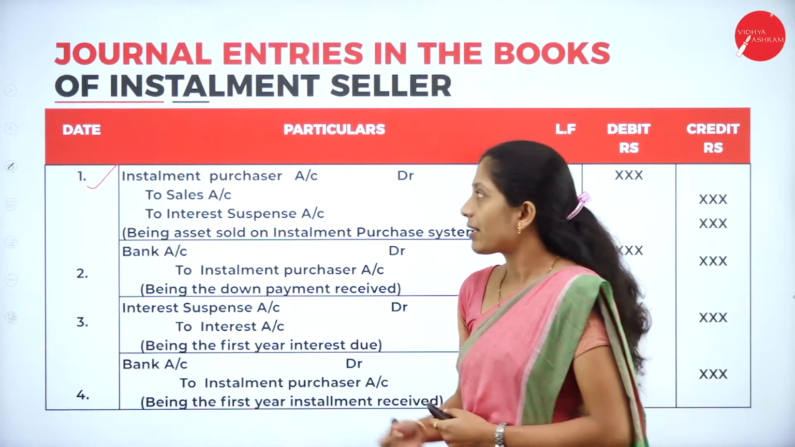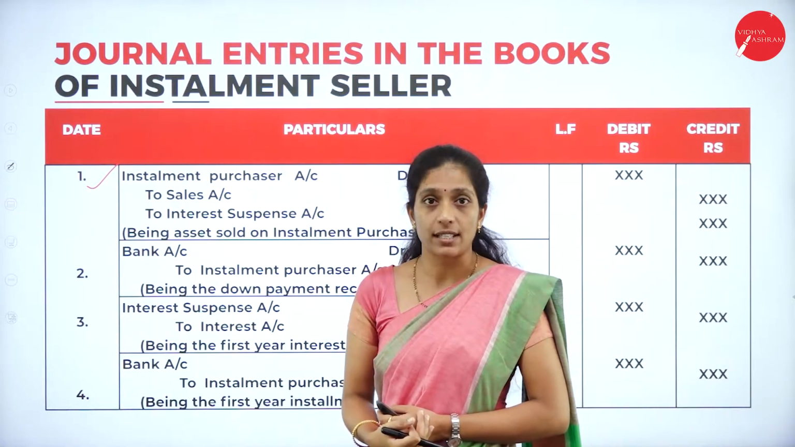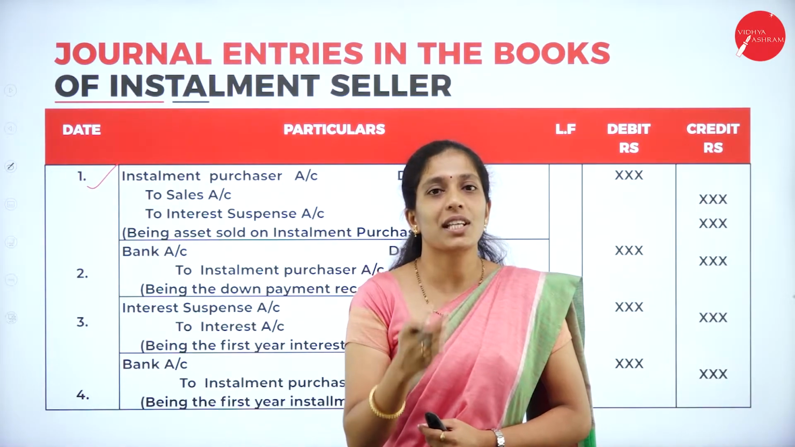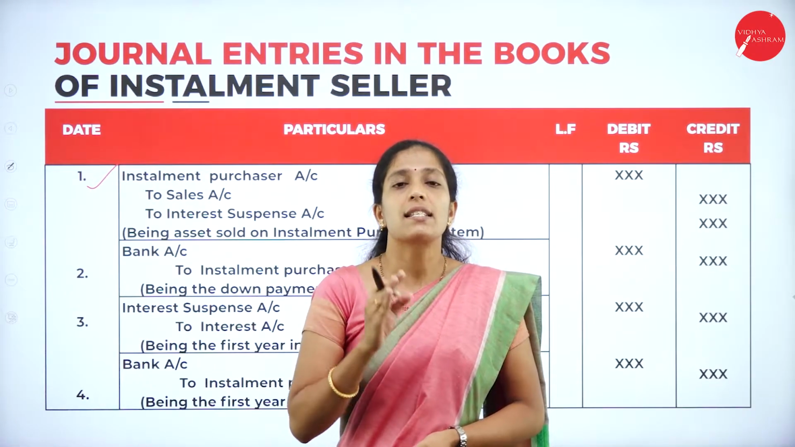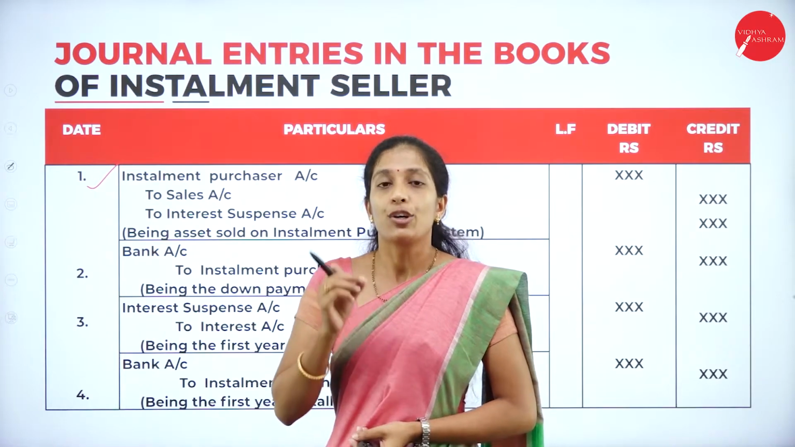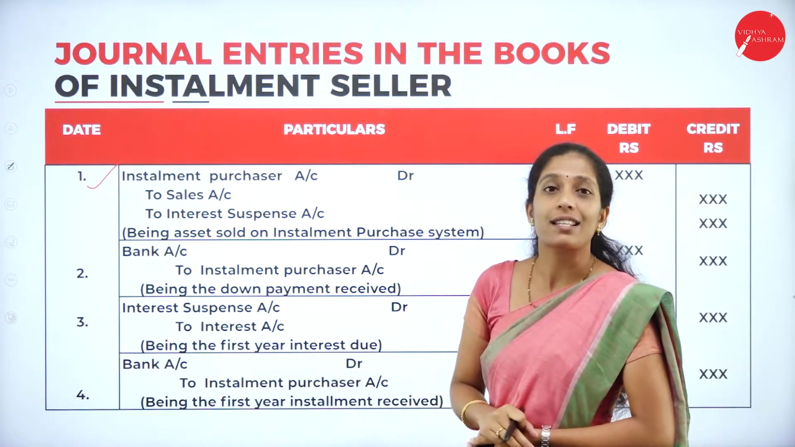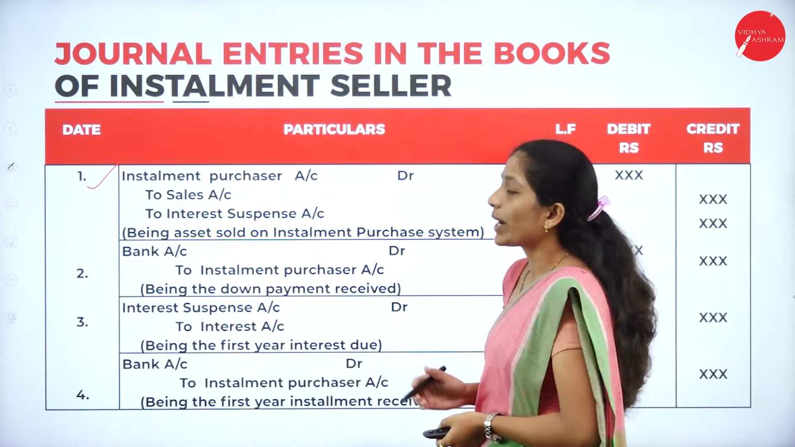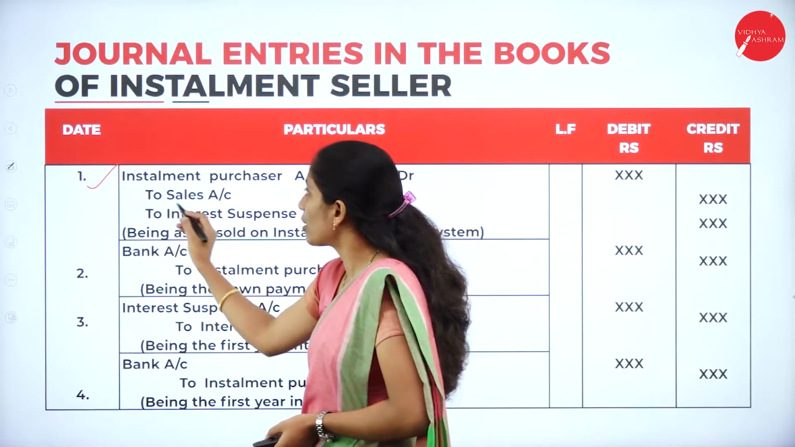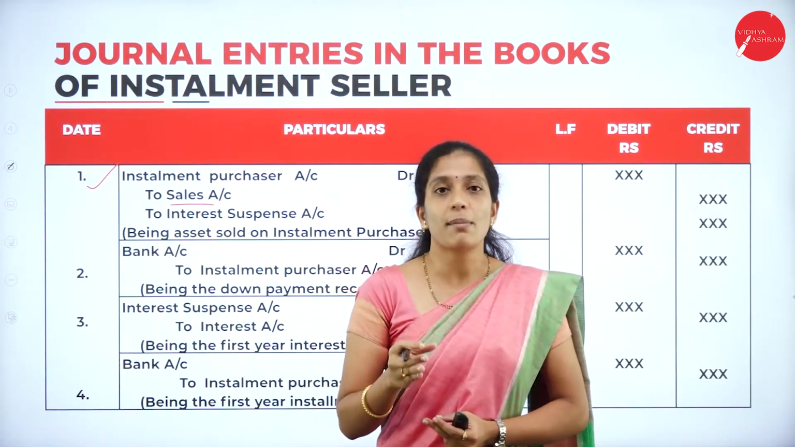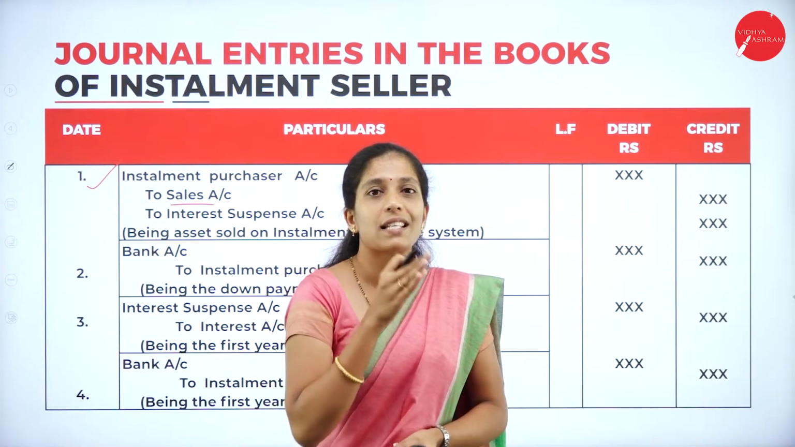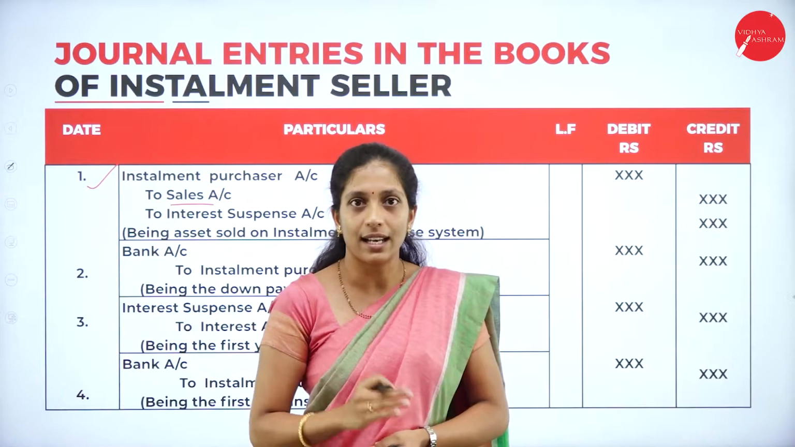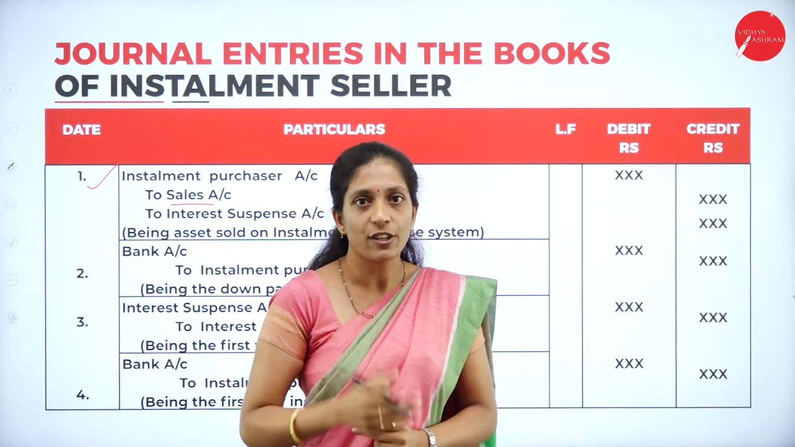Your first entry is for what? Selling of asset. So what is the entry? Who is receiving the asset? That is installment purchaser. So the entry is: Installment purchaser account debit to sales account and interest suspense account. Now why are you going to record to sales account here? Because under installment system, it is a contract of sales between the installment purchaser and installment seller. It is nothing but the asset has been sold.